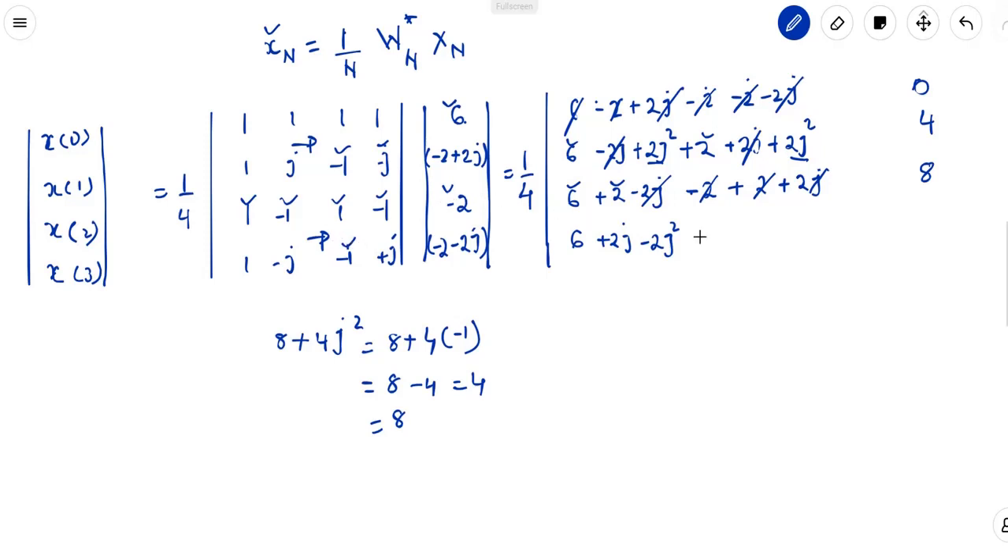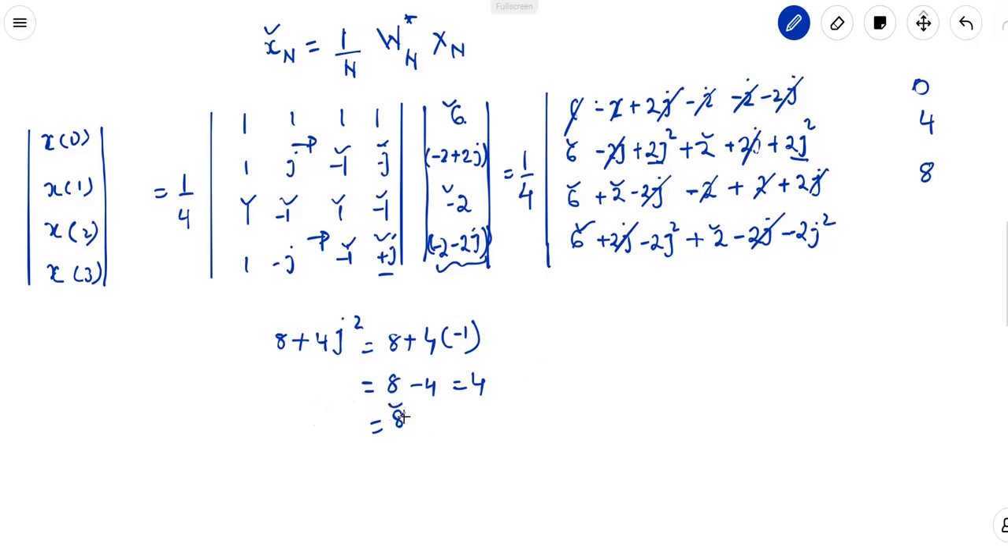So minus 1 into minus 2, so this becomes plus 2. Last value is what? So can you see this? This is plus j and this whole term you have to multiply. So this becomes minus 2j. Okay, so again minus 2j square. So this and this will get cancelled. So what you have? 6 plus 2. So this is 8 here.